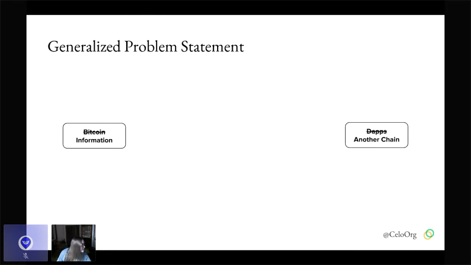The generalized problem statement is that there's some information on chain A, and we want to get that information to chain B for some reason. Usually this is a balance. We want to move our asset balance over. Sometimes it's the collateralization status of a CDP or something like that. We want to be able to communicate some property of chain A to chain B.